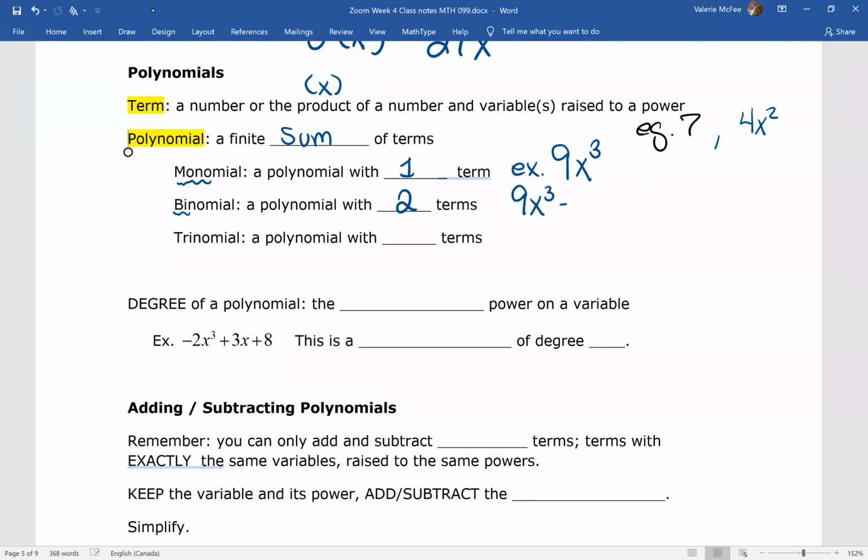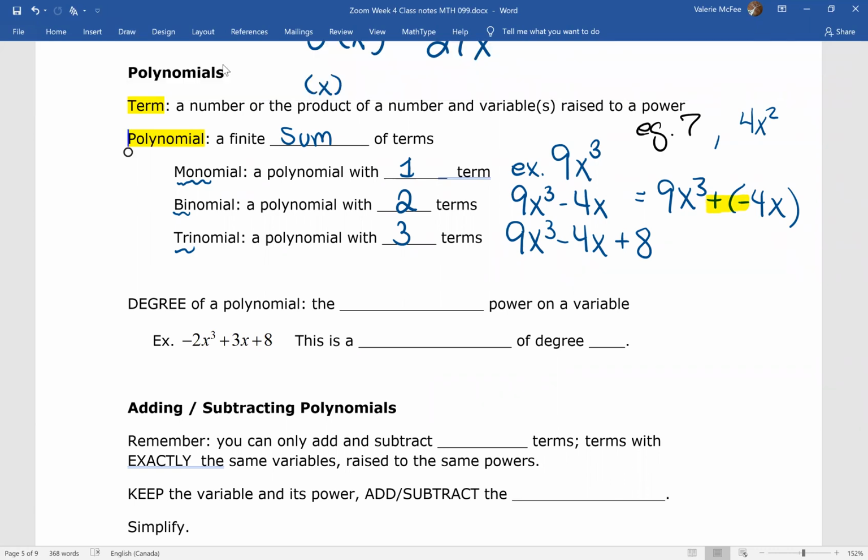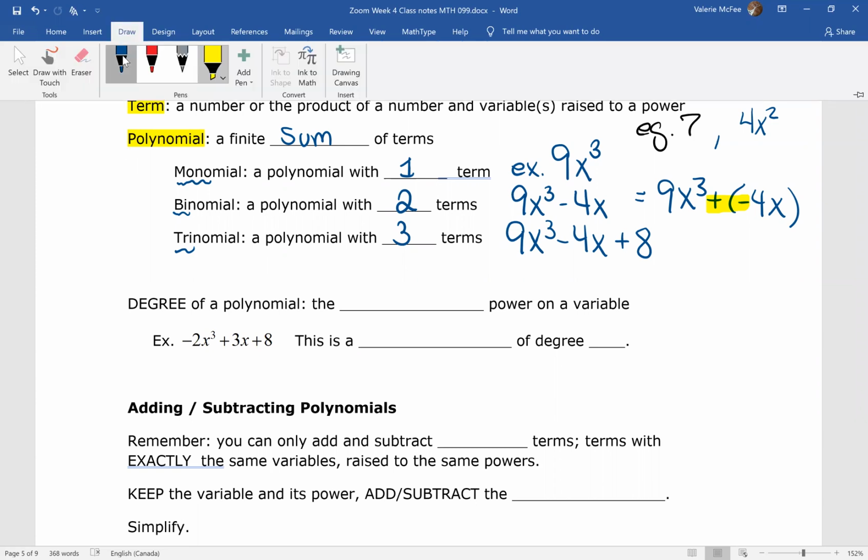9x cubed minus 4x. A trinomial is a polynomial with three terms. So notice, even though we say that a polynomial is a sum of terms, I have subtraction in there, because if we were to write 9x cubed plus negative 4x, we already know from our discussions about adding and subtracting with signed numbers that that plus minus beside each other can be written simply as a minus sign.